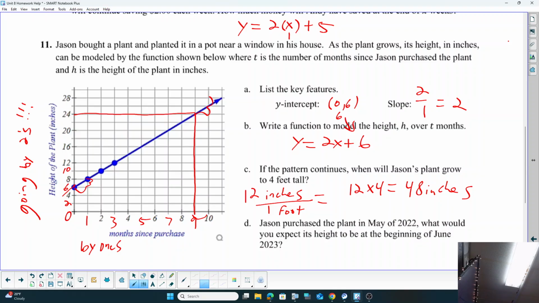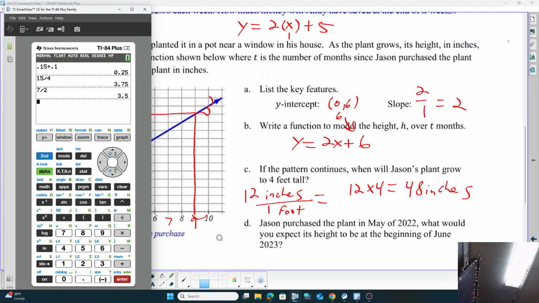Yeah. So let's give that a try with our graphing calculator. Let's use our software, what else would we have it for, right? So 2x plus 6. And so we graph it. There it is. And so how many months will we hit 48 inches, basically, right?